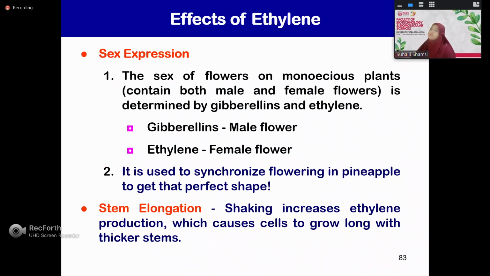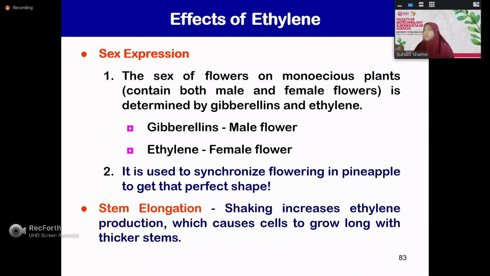So sex expression, the sex of the flowers on monoecious plants that contain both male and female flowers, is determined by the concentration of gibberellic acid and ethylene. If more gibberellic acid is being produced, it would incline more towards becoming a male flower.